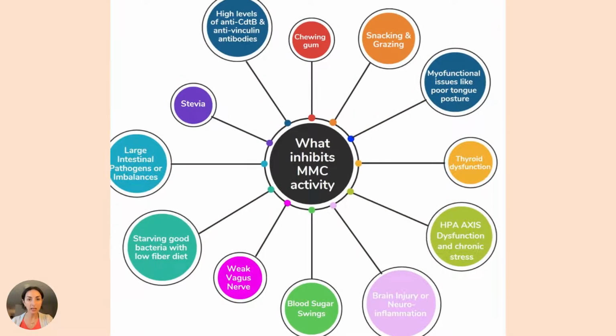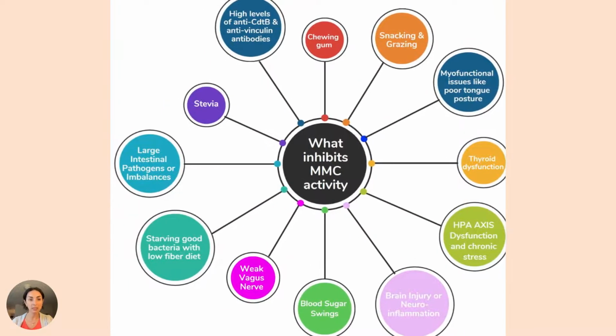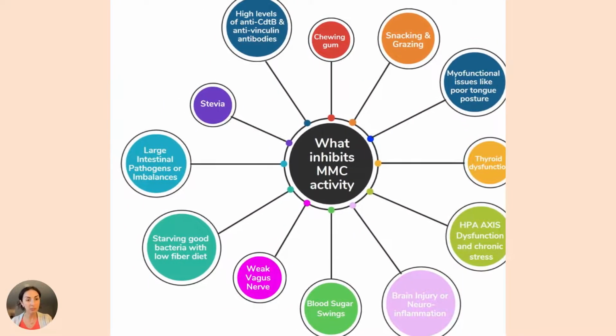Just going back one slide here because it's important. So these are some things in general that can inhibit that MMC activity, which basically means things that can slow down your gut, slow your transit time. It slows things moving in your small intestine, kind of creating that babbling brook instead of the river. So just check these out. Definitely things like a weakened vagus nerve, blood sugar swings, thyroid dysfunction, like we said, chewing gum, snacking, and grazing because you're not giving your gut enough time between meals to really slow down and just digest your food particles.